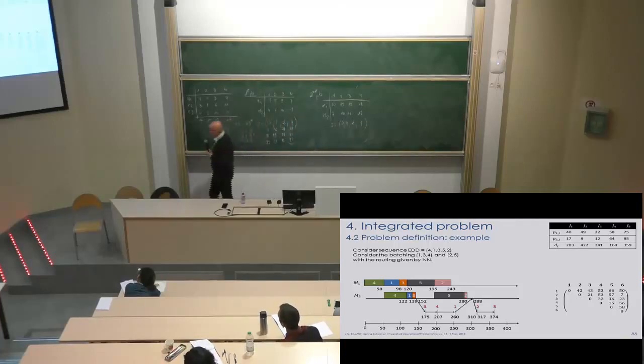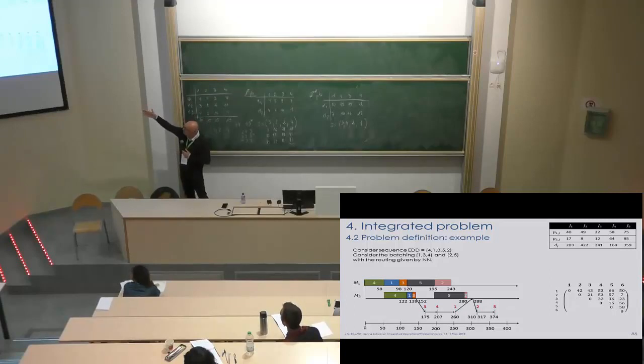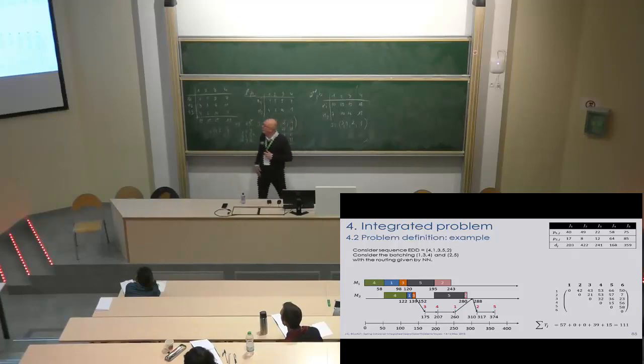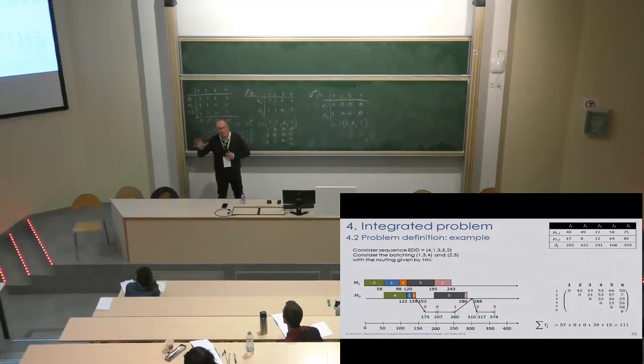So when job 3 is terminated, we deliver job 3, then 4, then 1. The vehicle comes back. And when the vehicle is back, it can take jobs 5 and 2 and deliver them in the order 2 and then 5. And at the end, we have some delivery dates. And if we compute the tardiness, we obtain this quantity, 111, the total tardiness with this very basic heuristic method. Okay, so only to fix the idea.